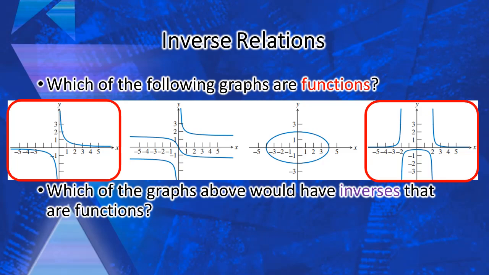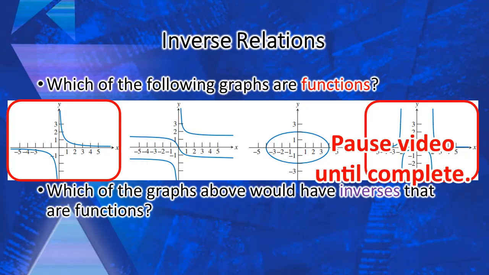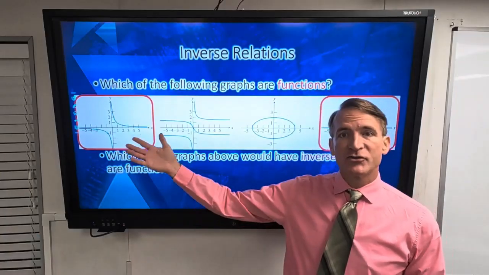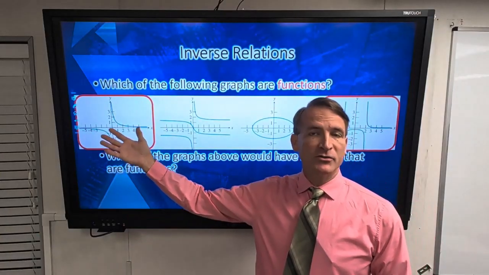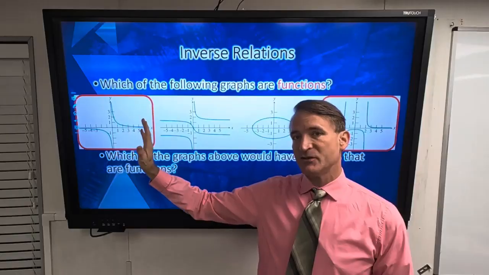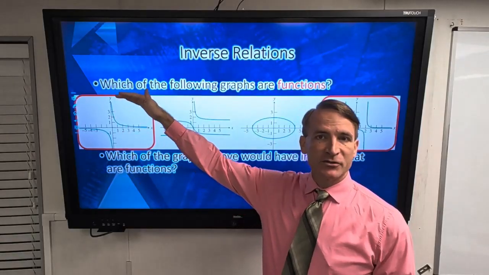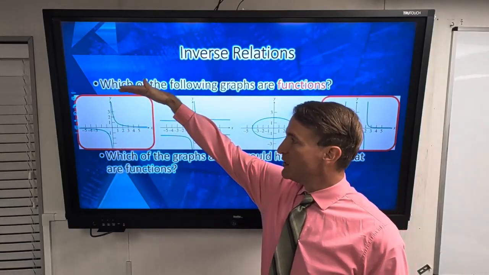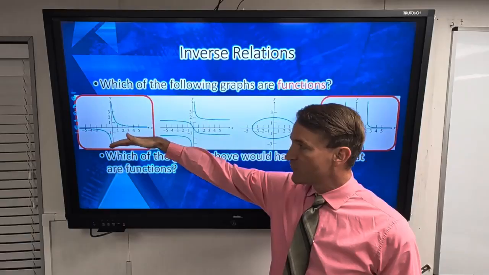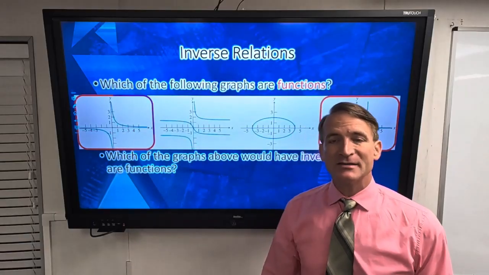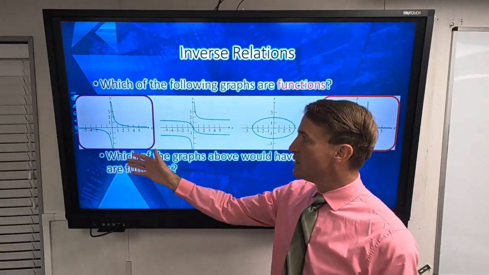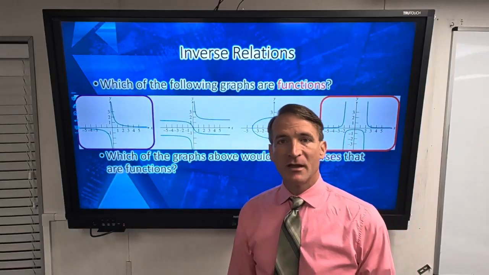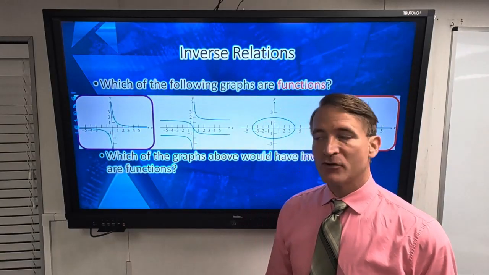I want you to answer this question: which of the graphs would have inverses that are functions? And also know why you know. So if we look at this first graph, if we're going to look at one that the inverse is a function, then that function needs to pass the horizontal line test. And if we look through on this first graph, it does indeed pass a horizontal line test. Therefore, it would be considered an inverse that is a function.